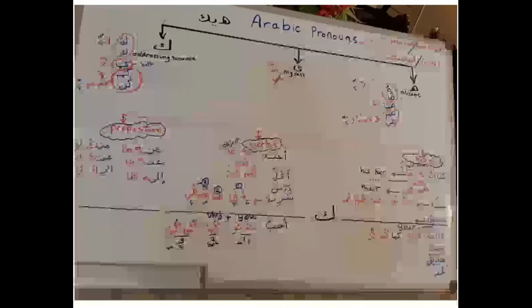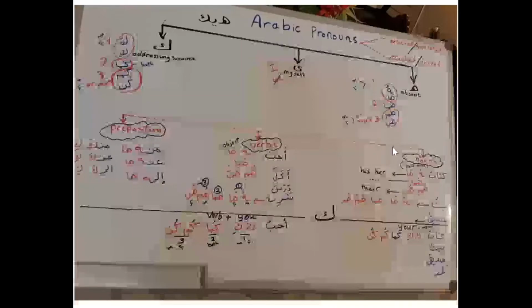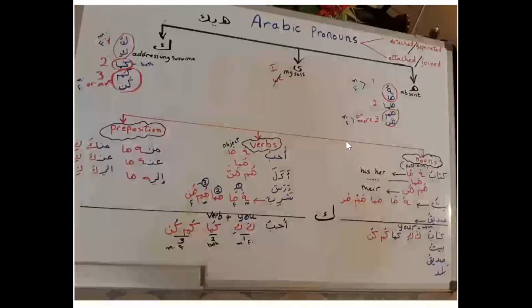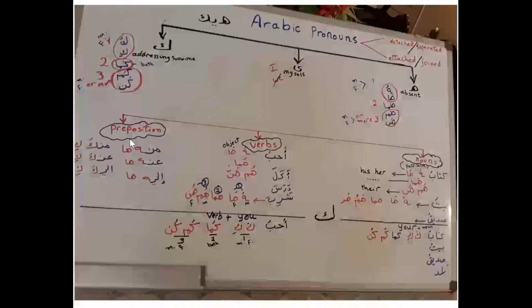And we will only talk today about the ha, the ya, and the ka. The ha, the ya, and the ka could be joined to nouns. You can point to the nouns, please. Rania, nouns, or joined to verbs, or joined to prepositions. So the Arabic pronouns could be attached to nouns, verbs, and prepositions.